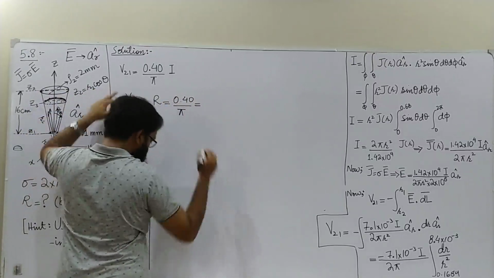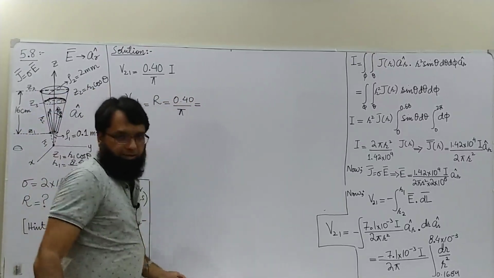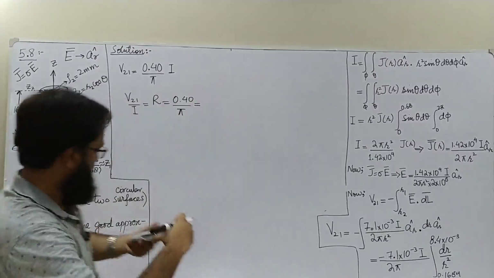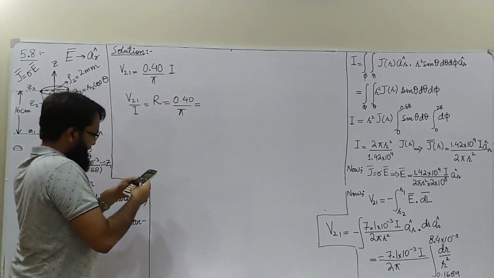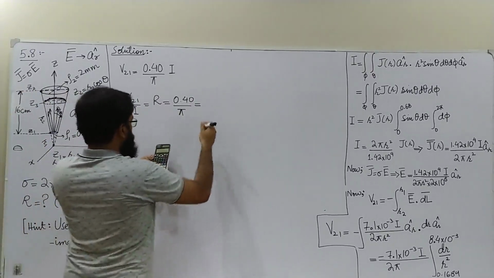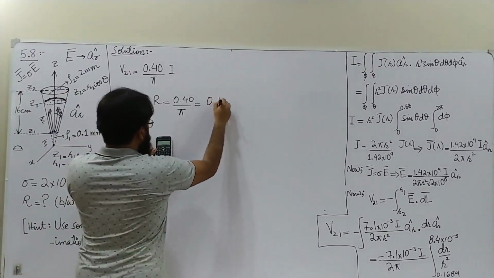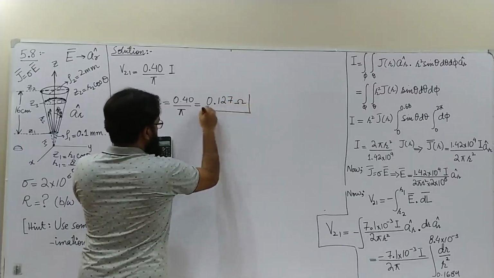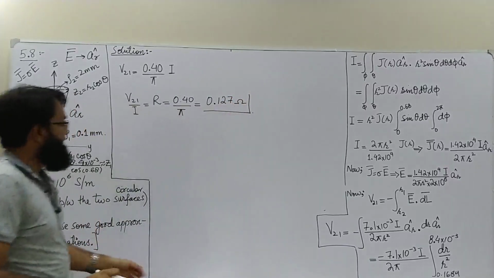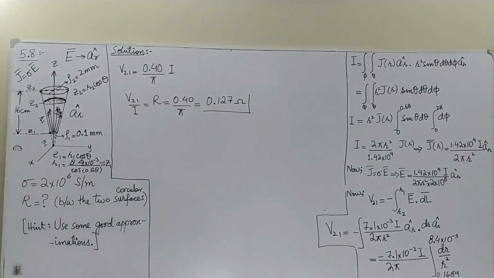Use your calculators and you are going to get 0.4 divided by pi, 0.127 ohms. This is the answer, and this is how you would solve this problem. And there is another way of solving this problem, we'll see that next.